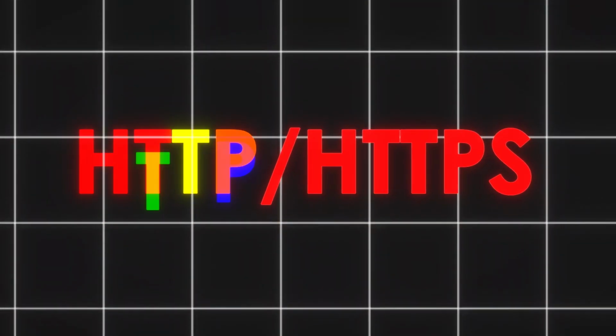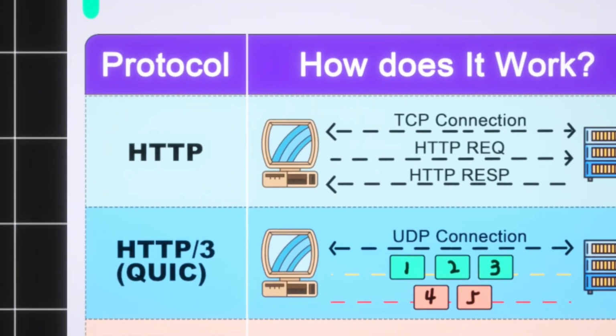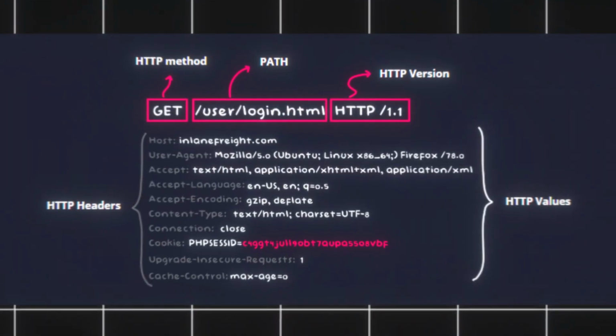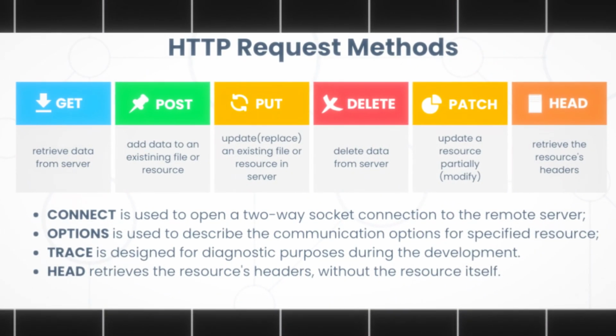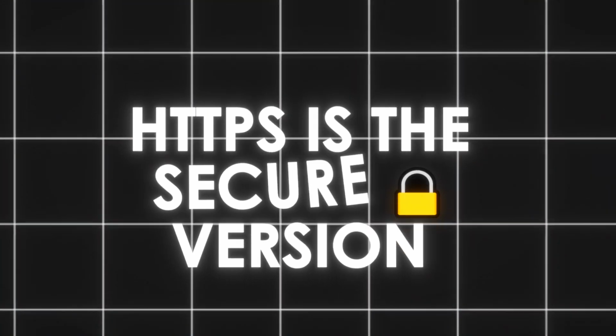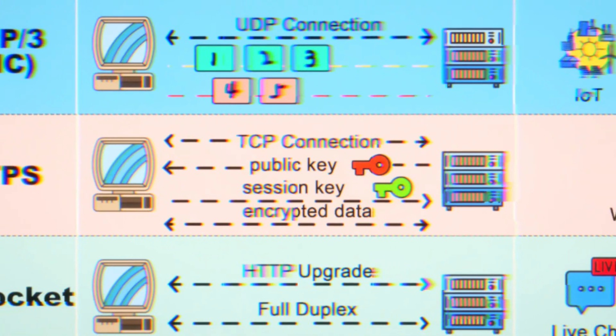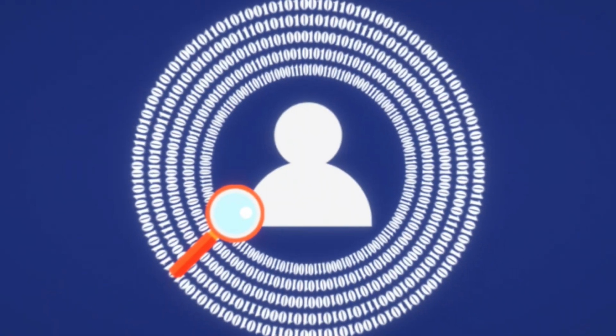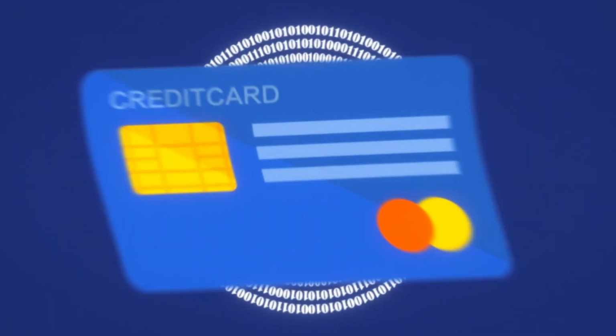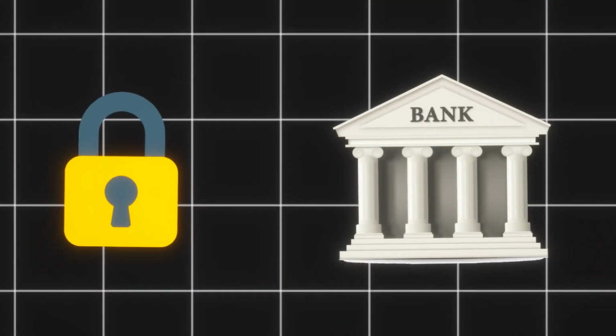HTTP and HTTPS. HTTP is the protocol used for browsing websites. When you type a URL, your browser uses HTTP to request the web page from a server. HTTPS is the secure version, encrypting the data between your browser and the server, protecting your personal info like credit card details on sites like bank.com.